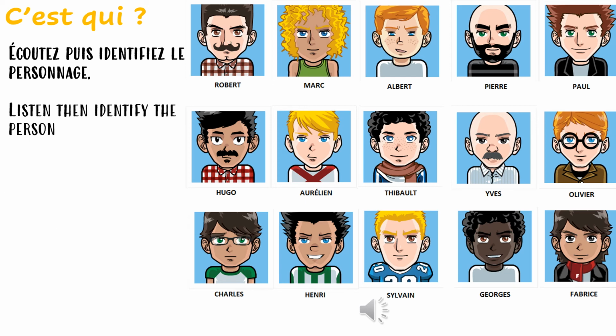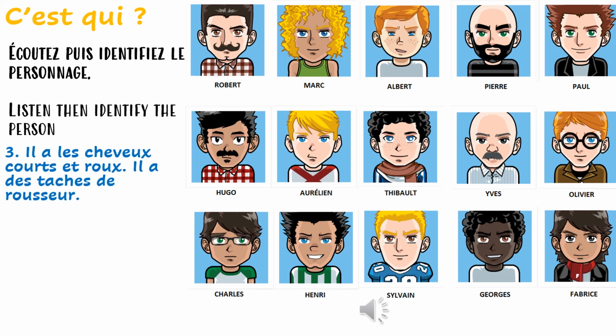Et maintenant, le numéro 3. Let's see what we have here. Il a les cheveux courts et roux. Il a des taches de rousseur. Note the vocabulary. What is the sentence saying? Il a les cheveux courts. So you know that is right now. Court et roux. So he has short red hair. He's a redhead. Il a des taches de rousseur.